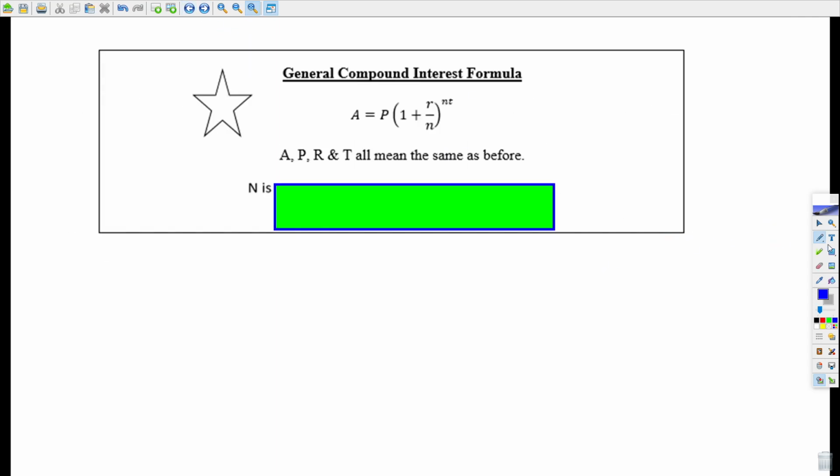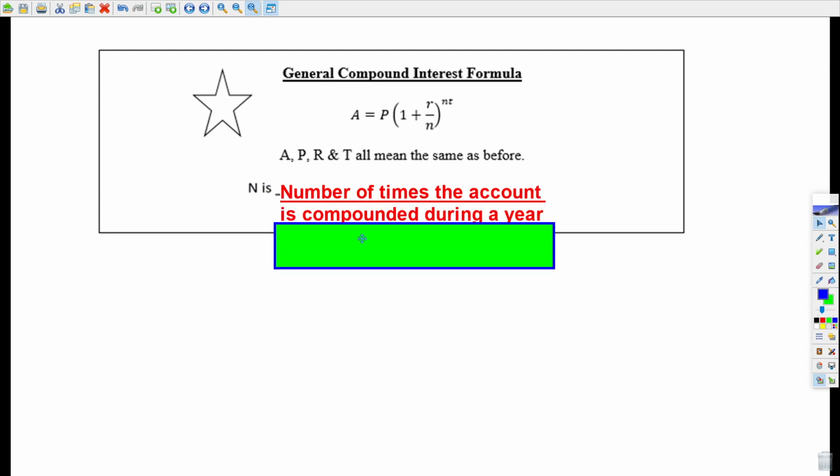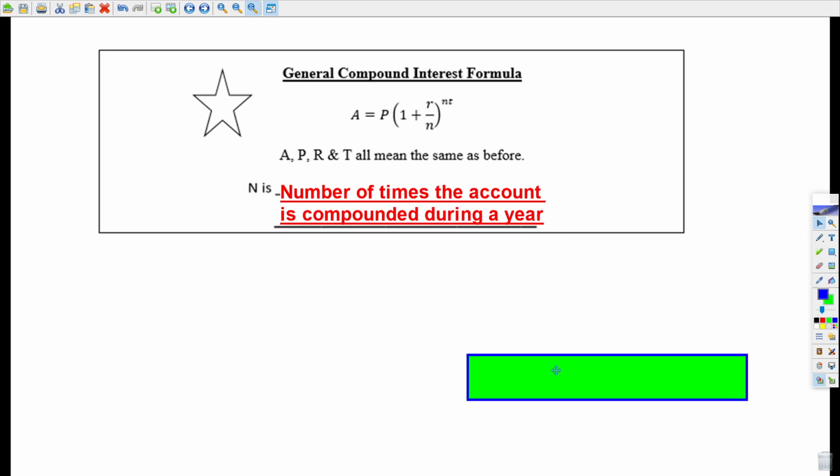All right, so here's the new one. General compound interest formula. So this has all the same letters in it, except there's one new one. So it even says it on here. A, P, R, and T all mean the same as before. But we have a new one in here. We have a little n that's being divided here. And we also see that same letter up here in the exponent with the T. So n is our new variable. What does it stand for? It's the number of times the account is compounded during a year.